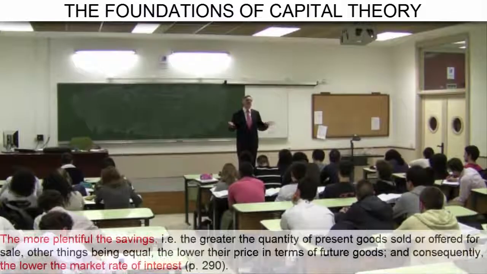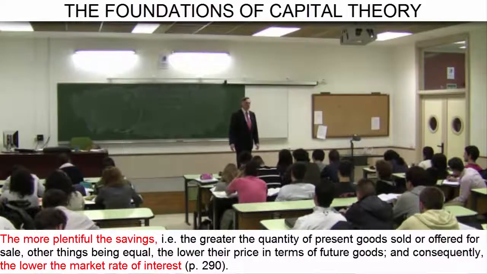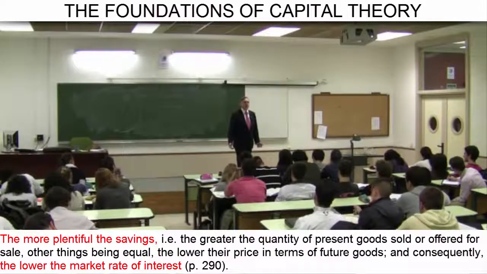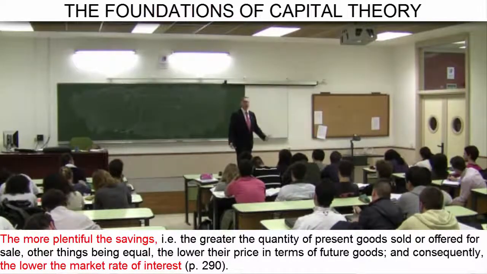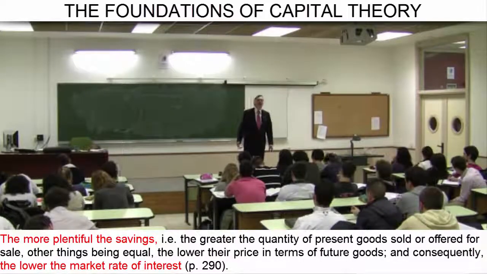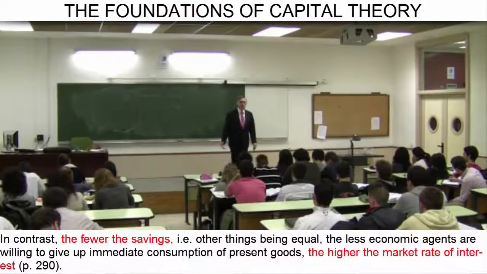A low price of present goods in terms of future goods means that the rate of time preference is low. To put it another way, people are readily willing to save. Other things being equal, a low interest rate means that savings are quite plentiful in society. A high interest rate means the opposite.